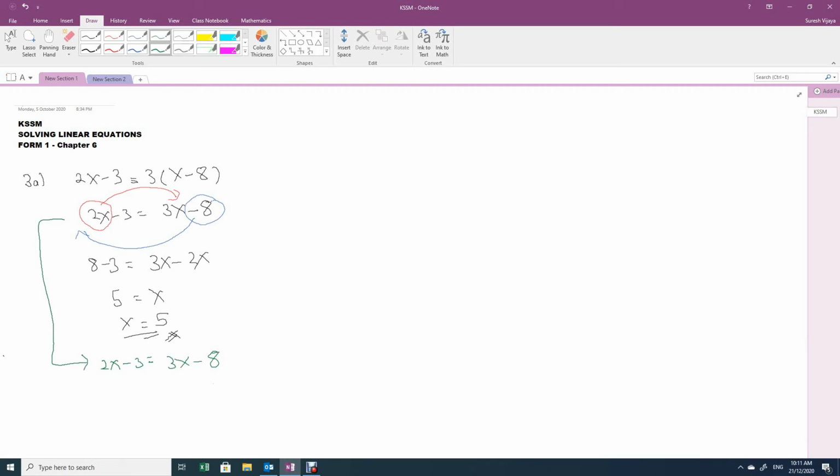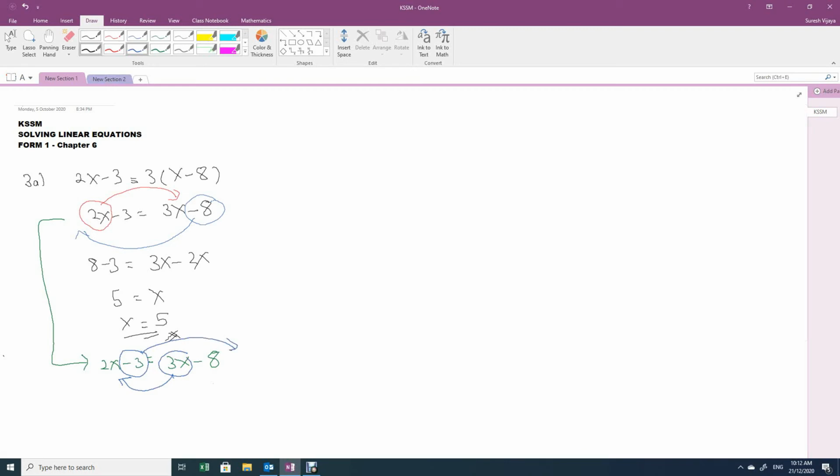So instead of bringing 2x to the other side, we bring 3x to this side. Then we'll see what will happen. And negative 3 to the other side.